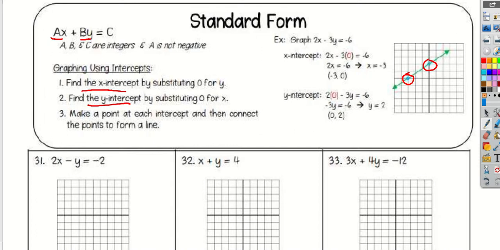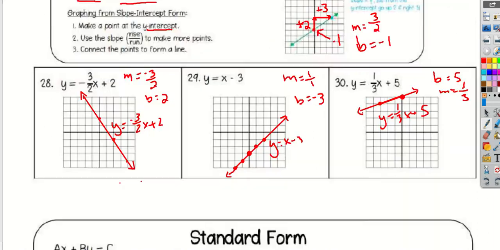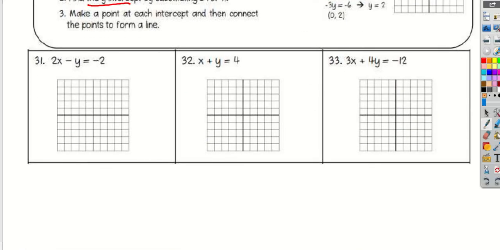So if you notice the intercepts, if we take a look at 31 here, if I want to find the x-intercept, I'm plugging 0 in for the other letter. So 2x minus 0 is equal to negative 2. That means this is just going to give me 0, so this is just 2x is equal to negative 2. And then I divide by 2 to get x is equal to negative 1. So at negative 1 on the x-axis, I'm going to put a dot.